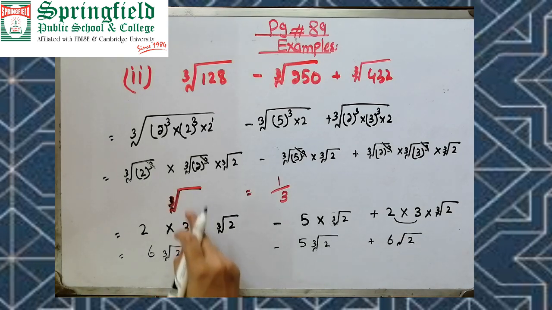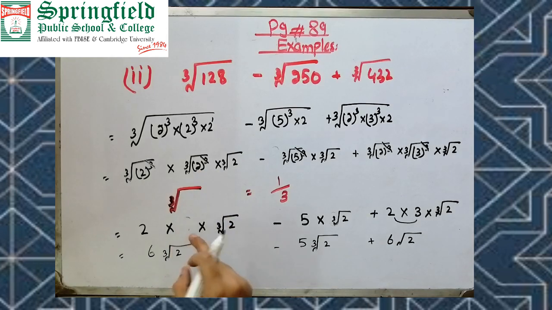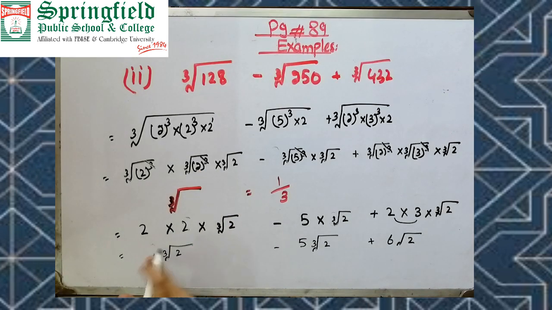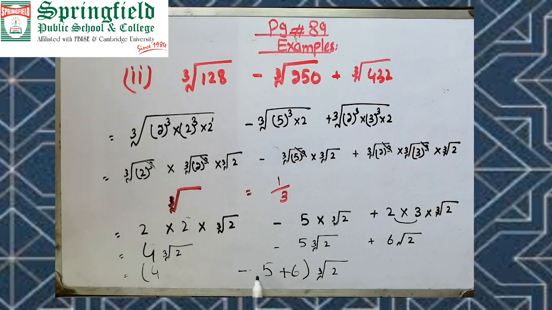Fine. Okay, here look, here is just 2, so it will become 2 2s are 4, fine. Now take the cube root of 2 common, 4 minus 5 plus 6 are left inside the bracket, and then write down the cube root of 2 outside. So 5 minus 4 minus 1, so 6 minus 1 is equal to 5. 5 cube root of 2, and this is your final answer.